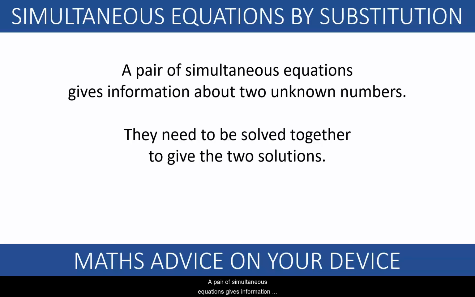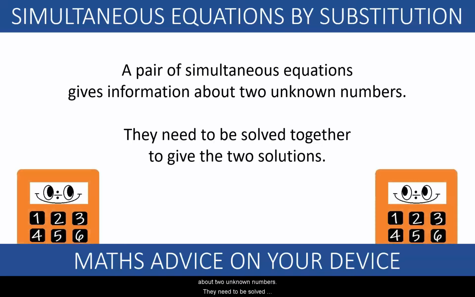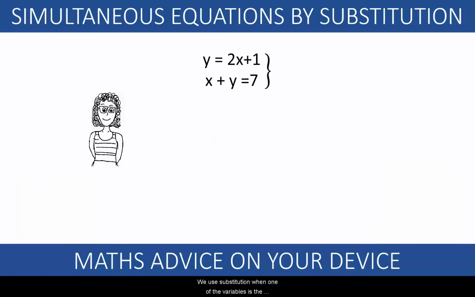A pair of simultaneous equations gives information about two unknown numbers. They need to be solved together to give the two solutions. We use substitution when one of the variables is the subject of one equation. This is because then we can easily replace this into the second equation.